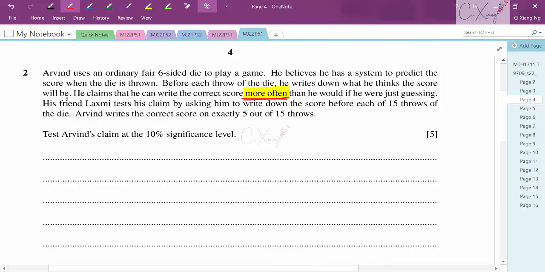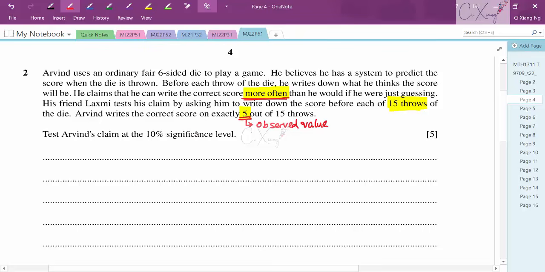All right, then his friend lets me test his claim by asking him to write down the score before each of the 15 throws. So this will be our total number of trials of the die. So Arvin writes the correct score exactly 5 out of 15 throws. So from the 15 throws, he writes the answer correctly 5 times. So the 5 here will be the observed value that we are going to use to calculate the p-value later. Okay, so these are some information that we have, and after that, they want us to test Arvin's claim at the 10% significance level.